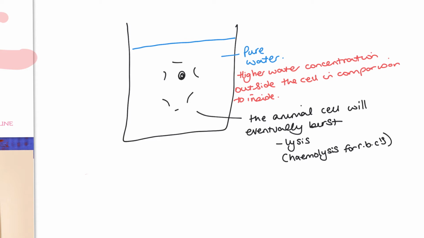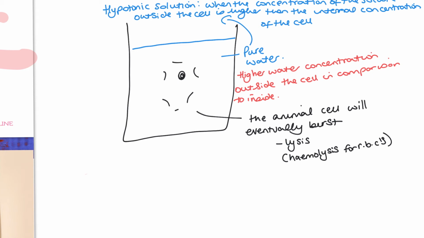Now, we obviously don't want this to happen. This is why our body works so hard to maintain the concentration of our blood and to maintain the concentration of our tissue fluids so that our cells don't burst and also so they don't shrivel. So at this point, I'm going to introduce you to another key term: hypotonic. Hypotonic is when the concentration of the solute in the solution outside the cell is lower than the internal concentration of the cell, which is exactly what we see here. When we put this animal cell in pure water, we were putting it into a hypotonic solution.